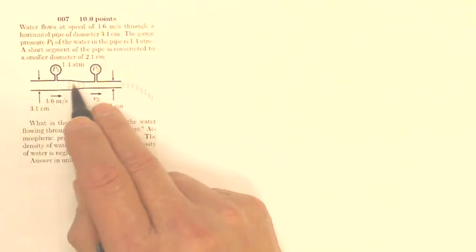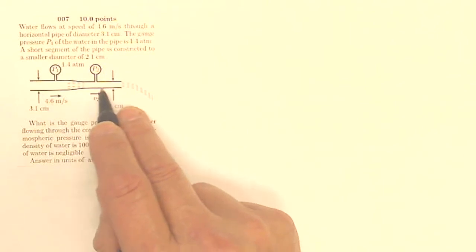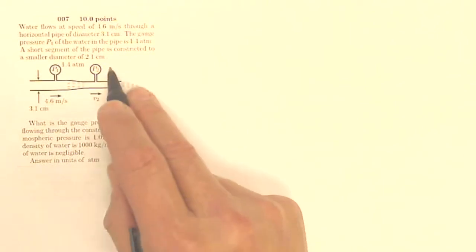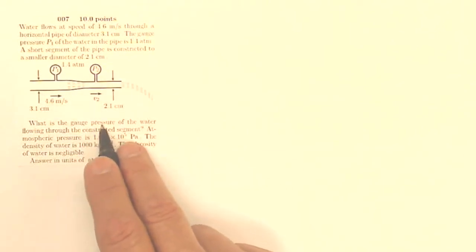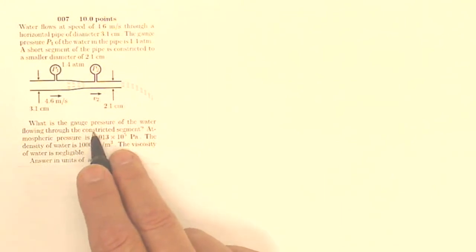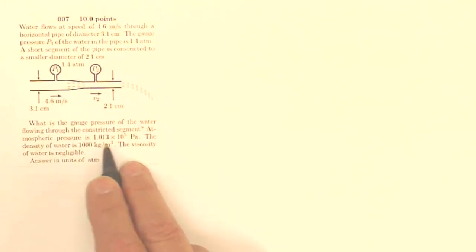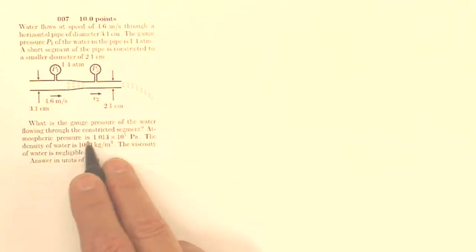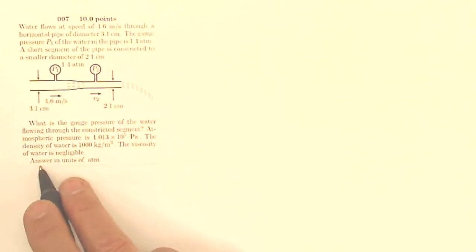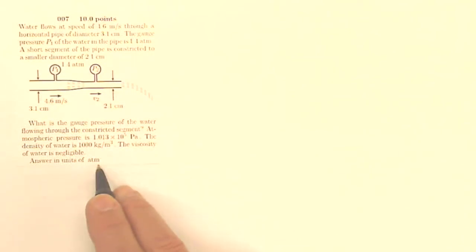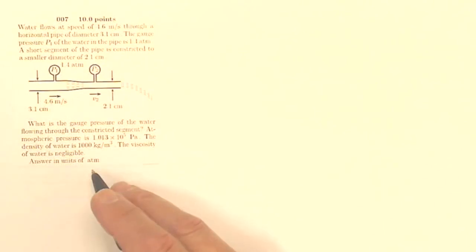A short segment of the pipe is constricted to a smaller diameter of 2.1 centimeters. So there's my diameter. What is the gauge pressure of the water flowing through the constricted segment? Atmospheric pressure is this, the density of water is this, the viscosity of water is negligible. Answer in units of atmospheres. Well, I'm going to convert to pascals and then go back to atmospheres later.